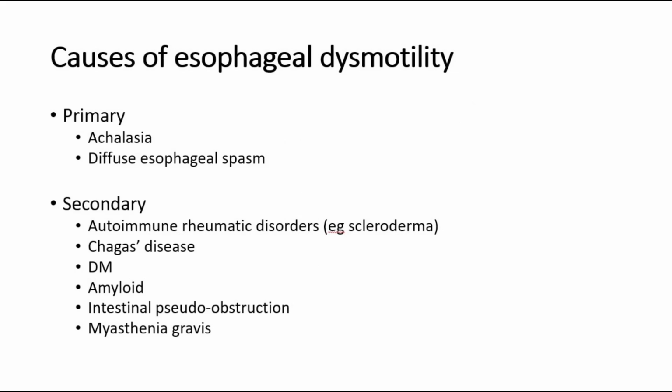This video is on motility disorders. The causes of esophageal dysmotility can be primary causes like achalasia and diffuse esophageal spasm. Secondary causes include autoimmune rheumatic disorders like scleroderma, Chagas disease, diabetes, amyloid, intestinal pseudo-obstruction, and myasthenia gravis.